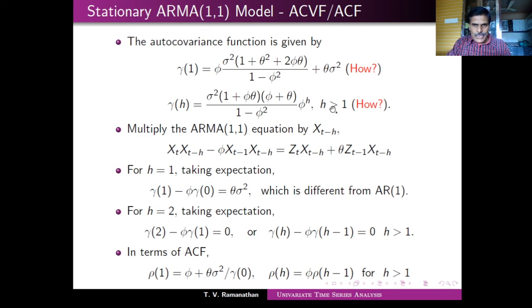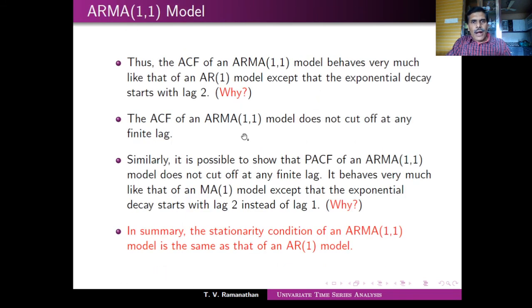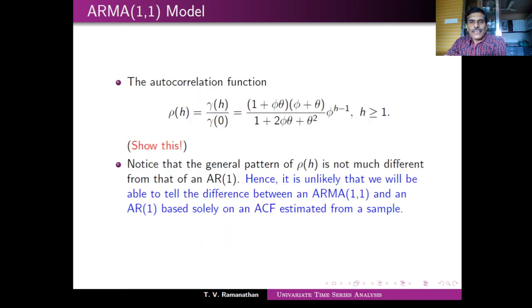Which will be a constant, but you have this h term. So it is not cutting off, because for every h, this contributes. Similarly, we can also find the partial autocorrelation function of an ARMA(1,1), which has similar behavior after lag 1 to that of an MA sequence. So in summary, the stationarity condition of the ARMA(1,1) model is the same as that of the AR(1) model. What is that? Absolute value of phi less than 1.